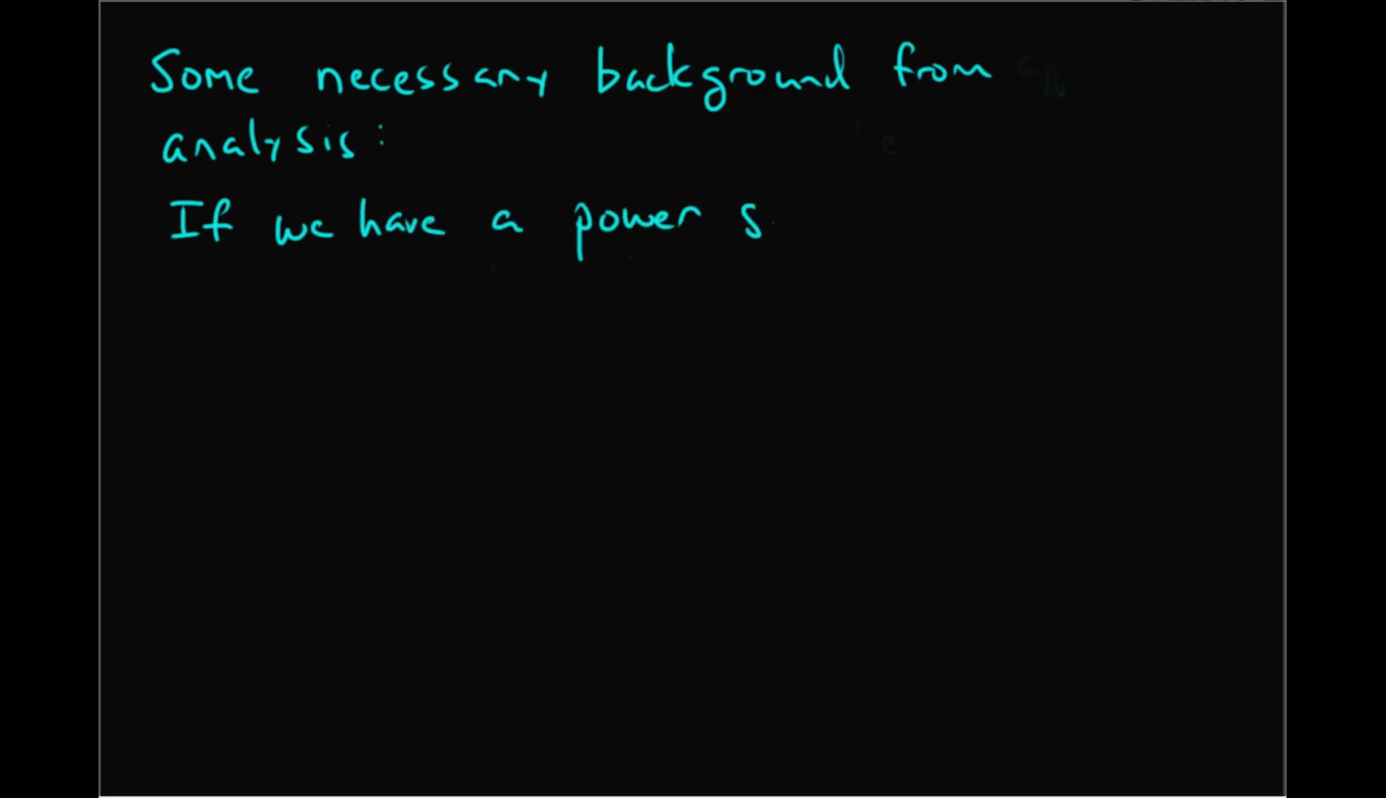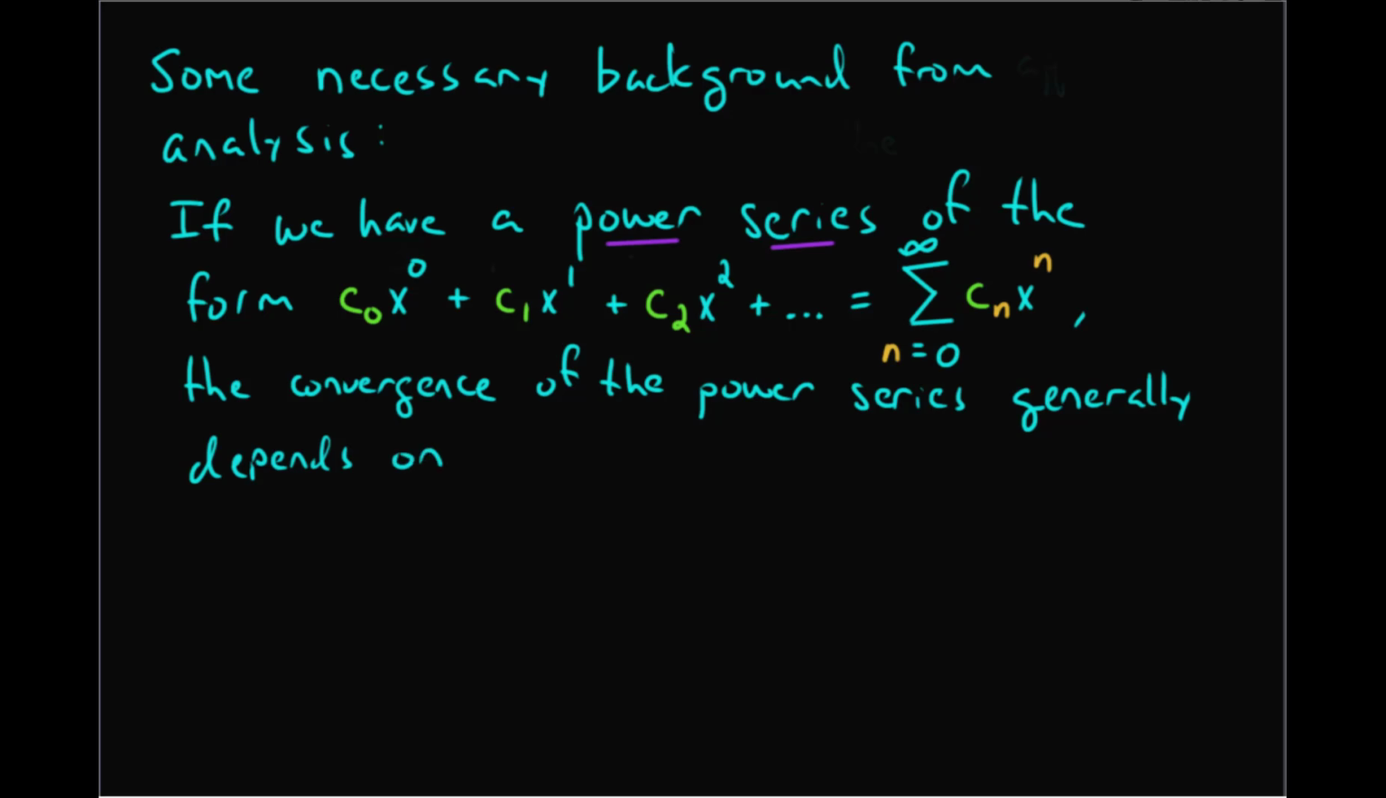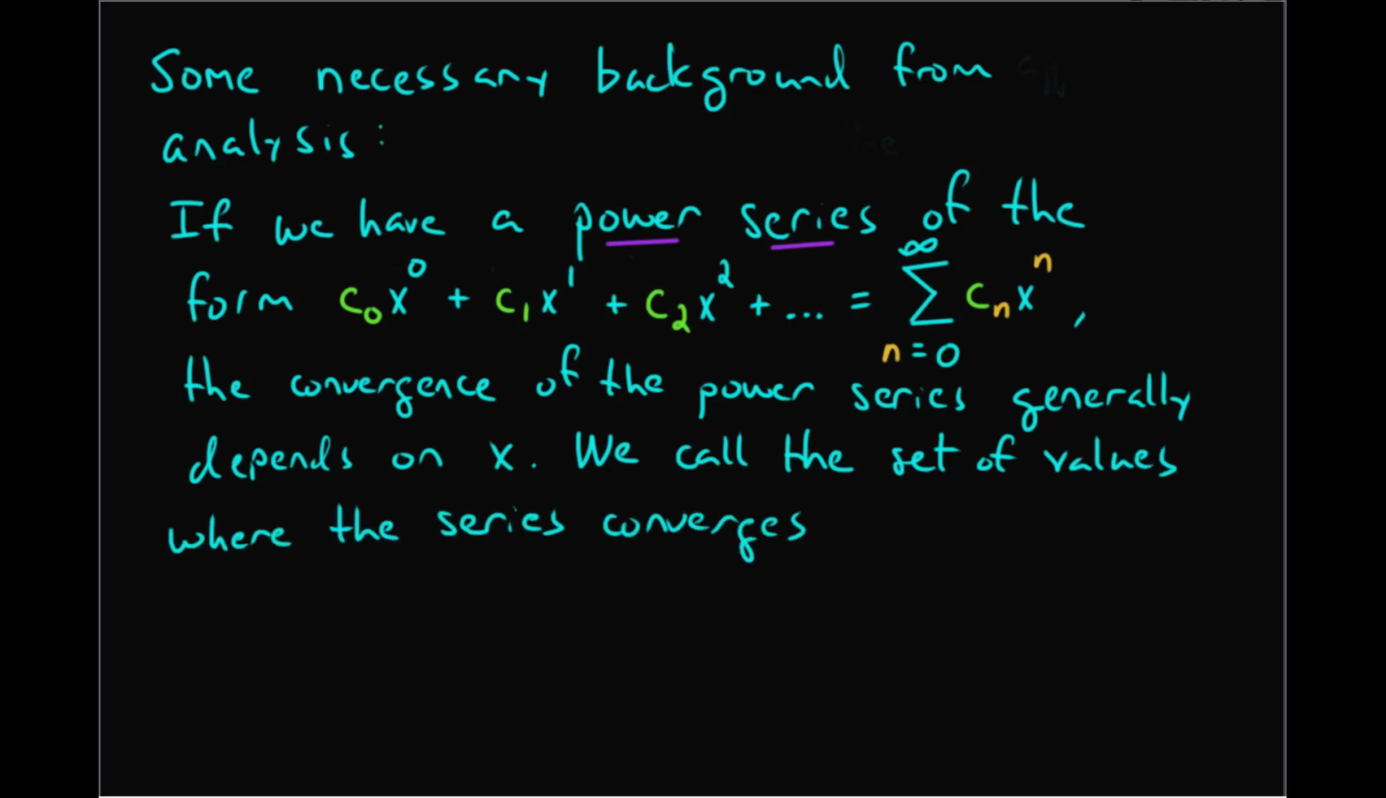If we have a power series of the form c sub 0 times x to the 0 plus c sub 1 times x to the 1 plus c sub 2 times x squared plus dot dot dot, which can be written more concisely as the sum from n equals 0 to infinity of the terms c sub n times x to the n, then the convergence of the power series generally depends on our variable x, right? The coefficients c sub n are just constants here, so it's really x that determines the convergence. So we call the set of values for x over which the series converges the interval of convergence.